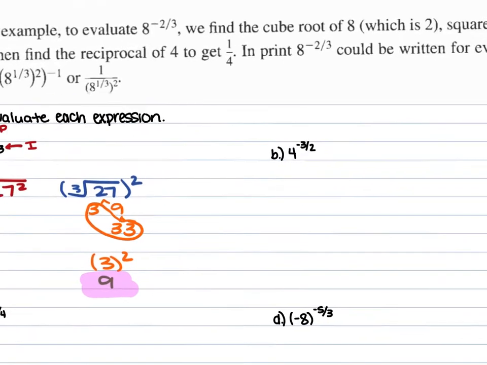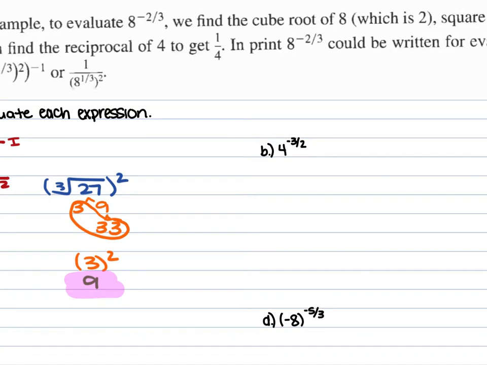For example B, we're looking at 4 to the power of negative 3 over 2. With this, first thing you want to do is turn that negative 3 over 2 into a positive 3 over 2. So we're going to take the reciprocal of the 4, and it's going to be 1 over 4 to the positive 3 over 2 now. This is the same thing as saying 1 over the square root of 4 cubed. We know the square root of 4 is 2, so that's 1 over 2 cubed, which is 1 over 8.